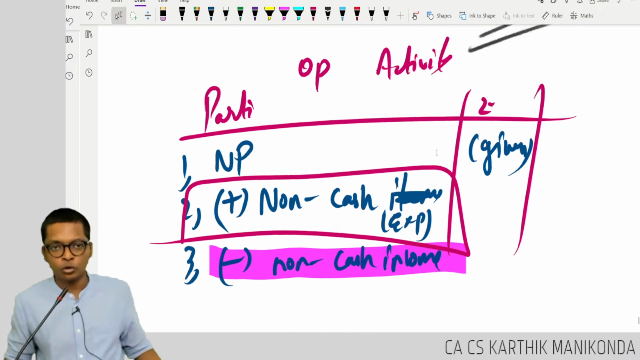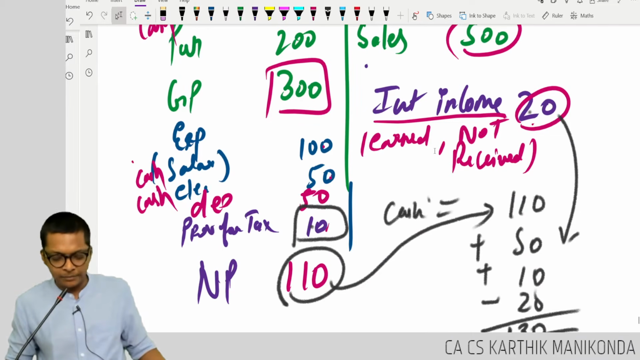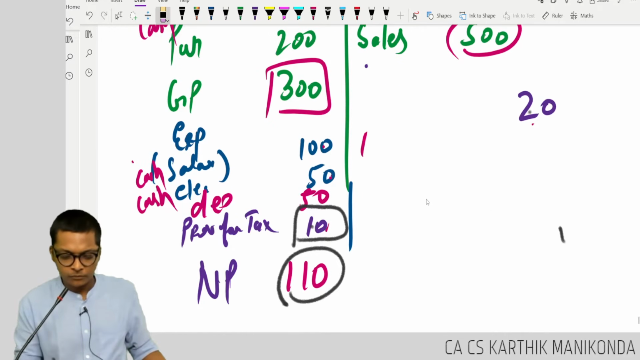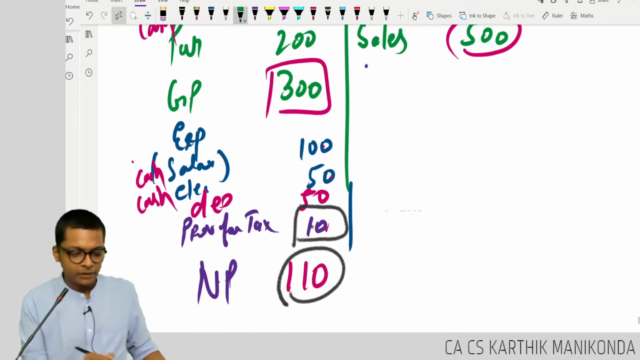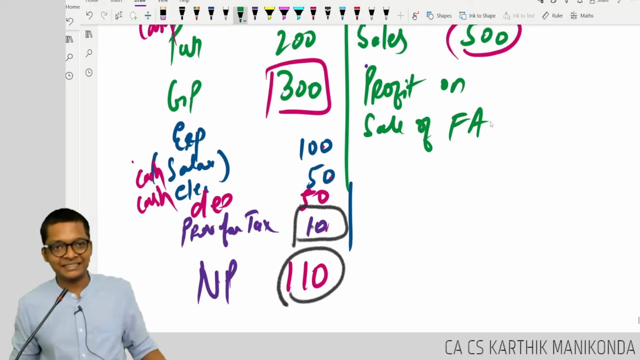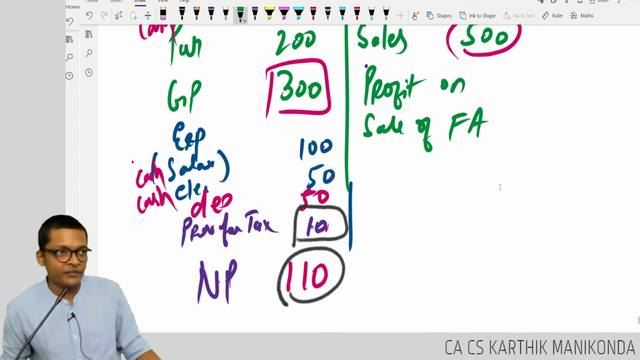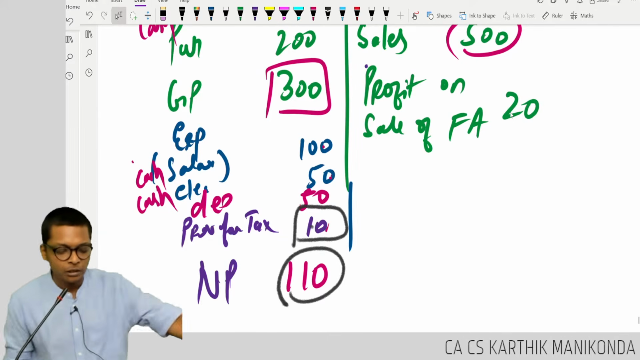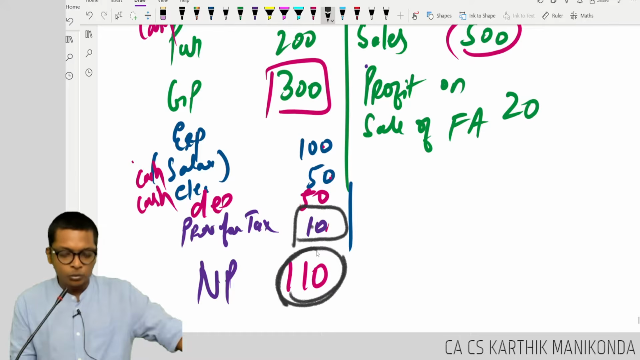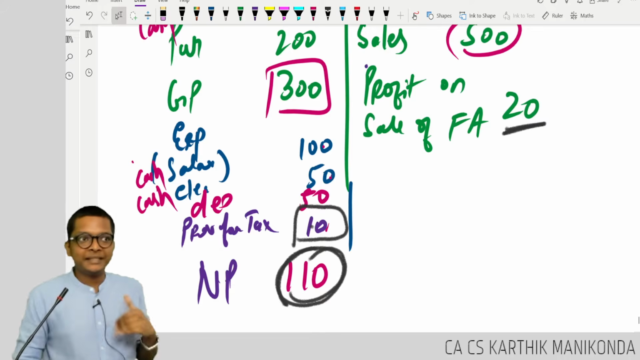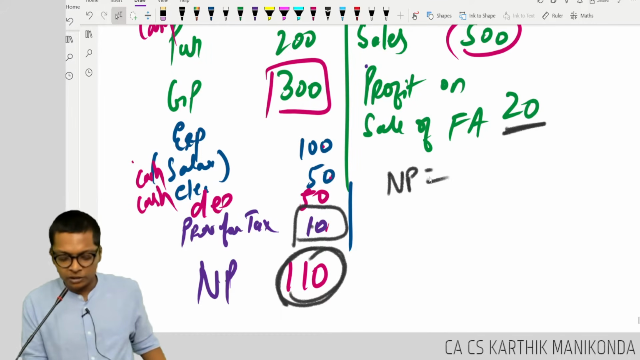Next, follow. Let me take the same example. Let me write here profit on sale of fixed assets. Sometimes when you sell fixed assets, you will get a profit of, I am writing, 20. Okay, I am just changing the nature. What is net profit now? 110. Same 110. The amount is the same. I just changed the nature. Let me start again. Net profit is how much?